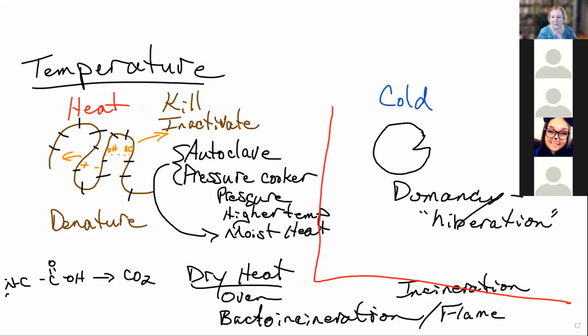Okay, so they go to sleep for the winter and they wait for things to warm up. Okay, and so we use cold to preserve rather than kill or inactivate microbes. So we use cold all the time. So when people say, oh, you can stick it in the freezer to kill anything that's in there, yeah, that's probably not going to work. I would not suggest that.